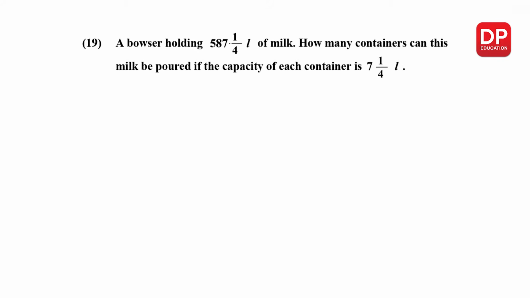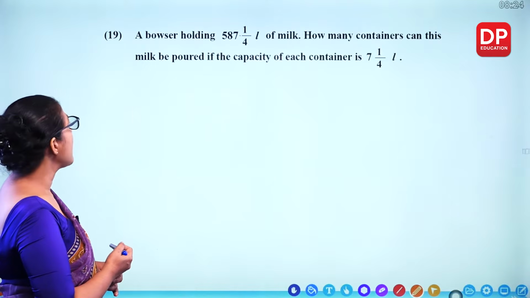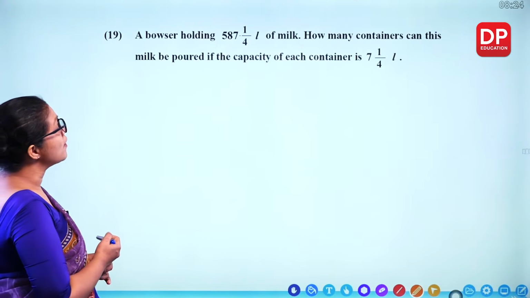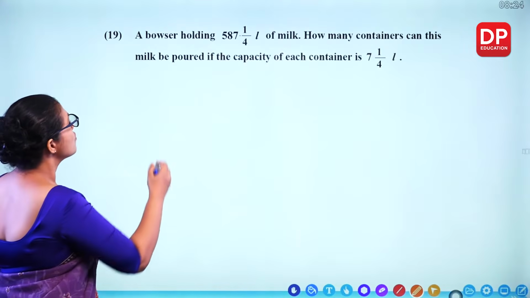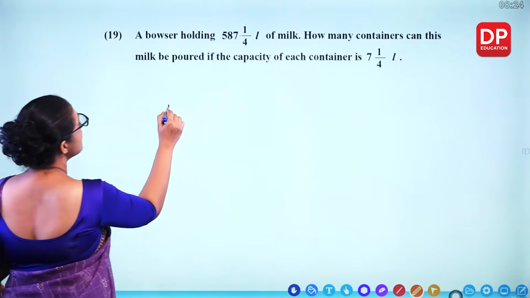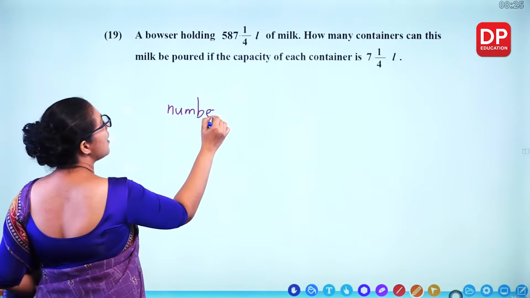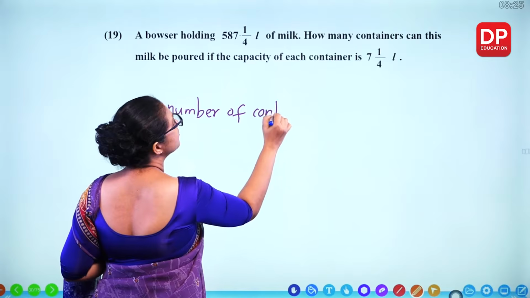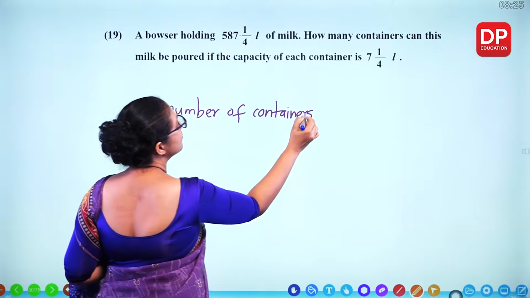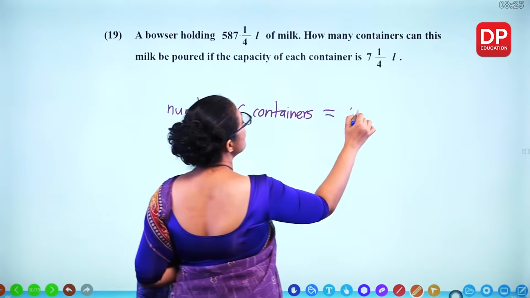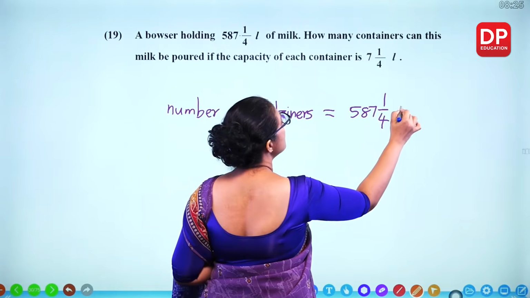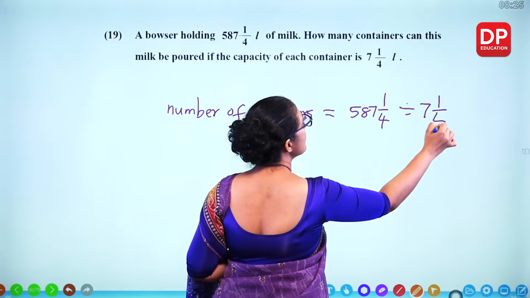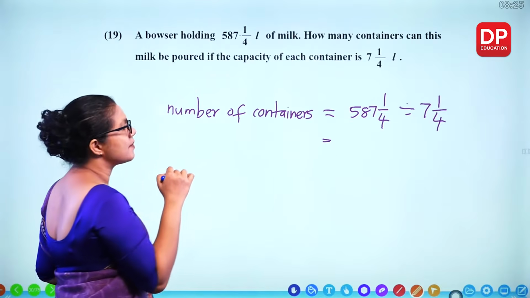A Bowser holding 587 1/4 liters of milk. How many containers can this milk be poured into if the capacity of each container is 7 1/4 liters? So the number of containers is equal to the total, 587 1/4, divided by 7 1/4. You can find out the number of containers.